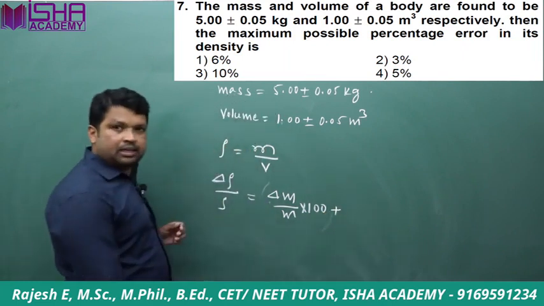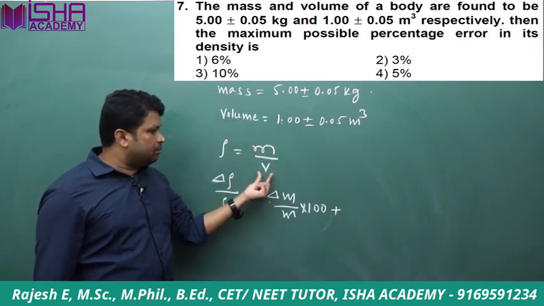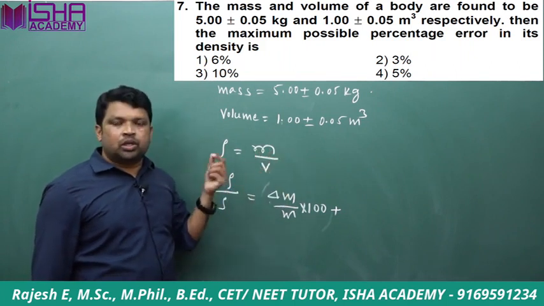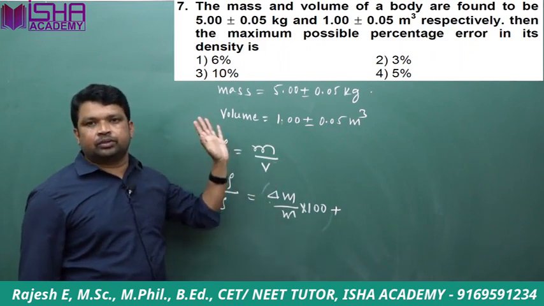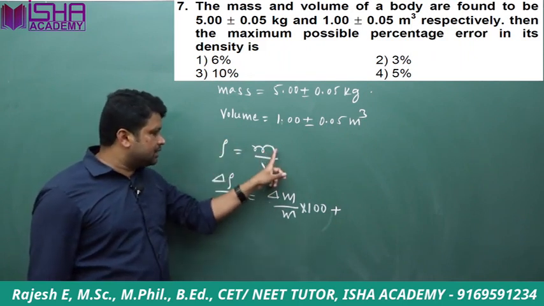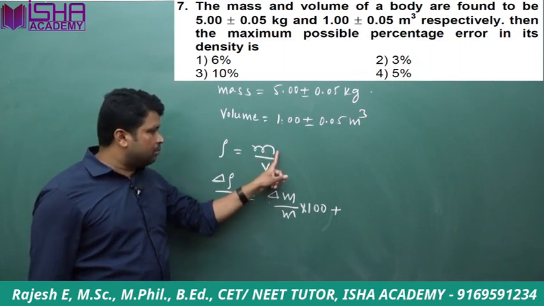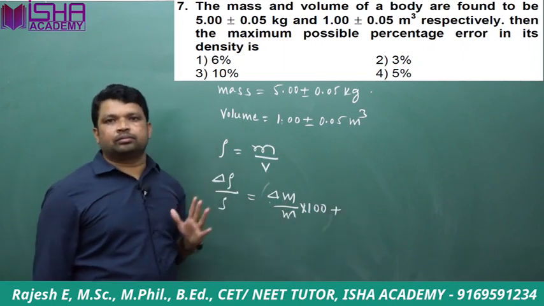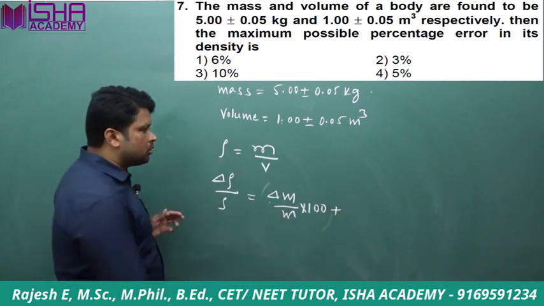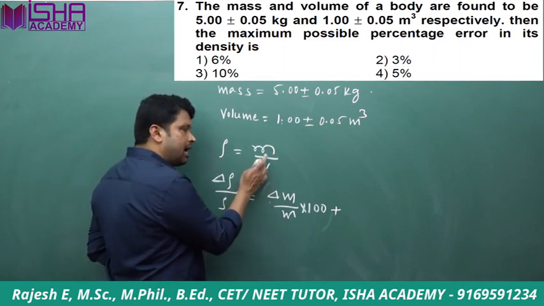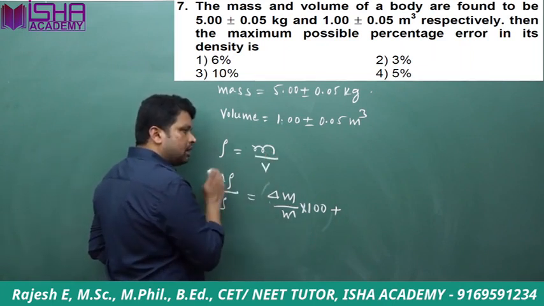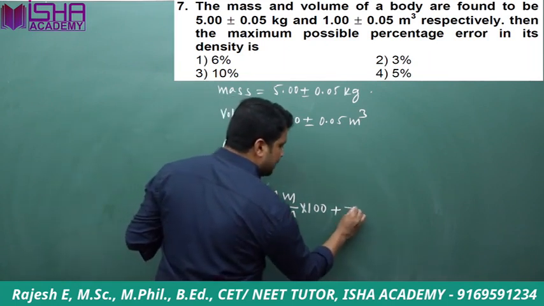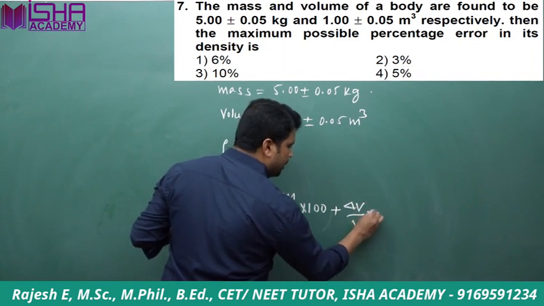plus. Why plus? Because this is m divided by v. Mass has got error, volume has got error. So errors are always added. If this is divide by, if this is m plus v, or this is m into v, all the errors are added together, right? So this is m divided by v. So we are adding the error of mass and error of volume. So what is the error of volume? That is delta v divided by v into 100.